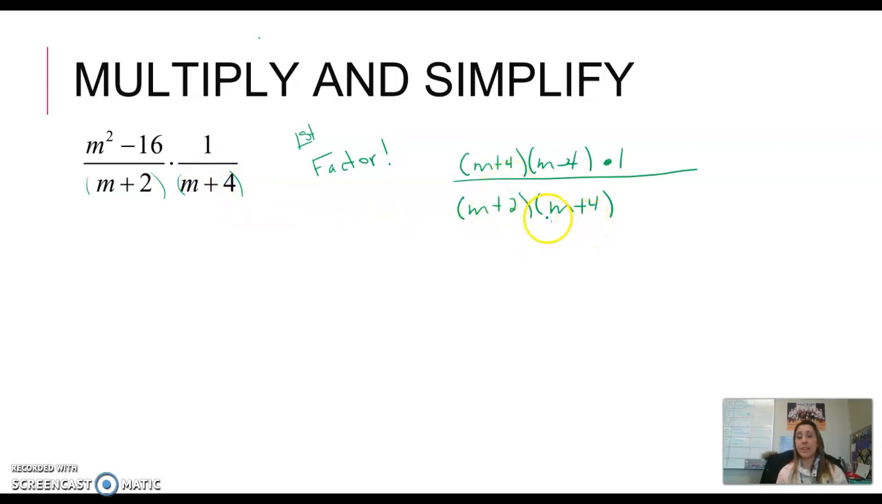So now I just have to find the things that are exactly the same on the top and the bottom, and I just start from left to right. So m plus 4, nope, that's not it, that is it. This is a big 1.